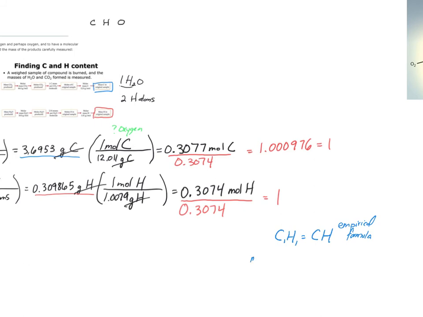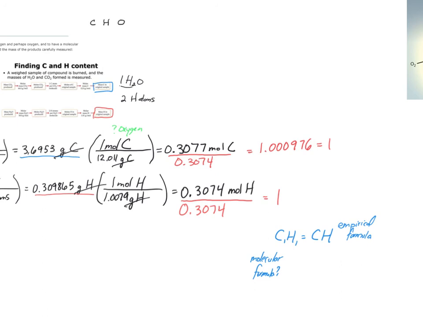They asked for the molecular formula. So what is the molecular formula? Remember, the difference between the empirical formula and the molecular formula is that the empirical formula has the simplest whole number subscripts or whole number ratios. The molecular formula actually gives you the exact number of atoms of each element. So the empirical formula is C1H1. The molecular formula could be C2H2 or C4H4 or C10H10.